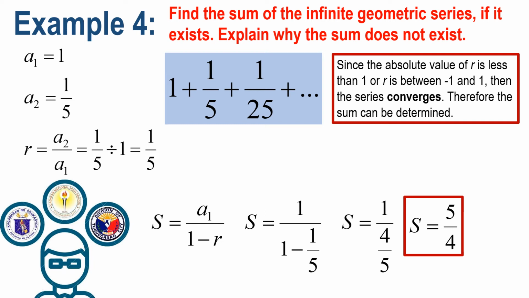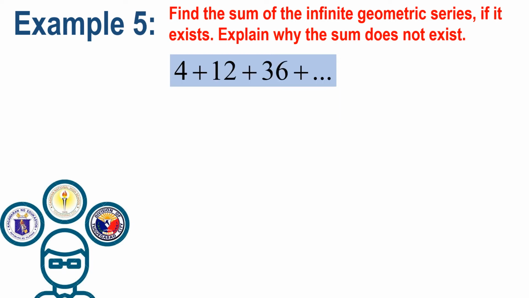Let's try our fifth example, class. Find the sum of the infinite geometric series if it exists, and explain why the sum does not exist if it does not exist. The series is 4 plus 12 plus 36, and so on. From the given series, class, we know that a sub 1 is equal to 4, a sub 2 is equal to 12, and the common ratio is equal to 3.